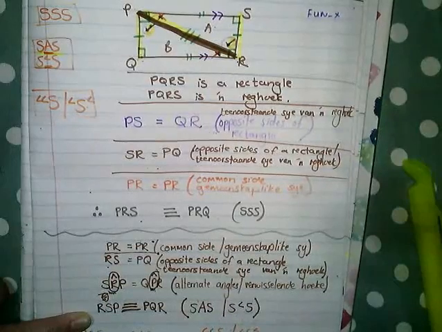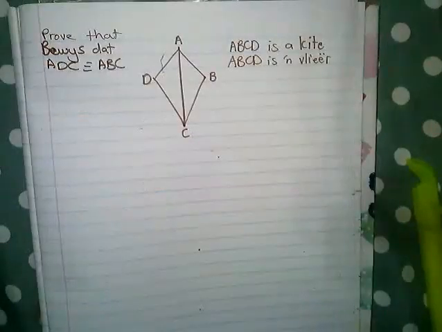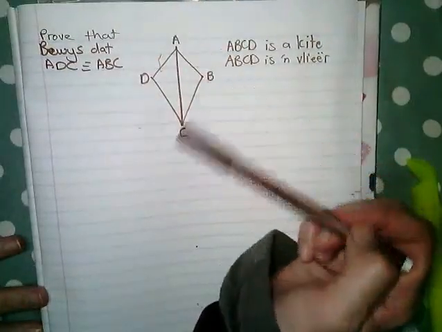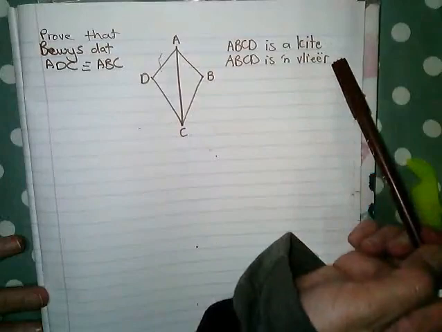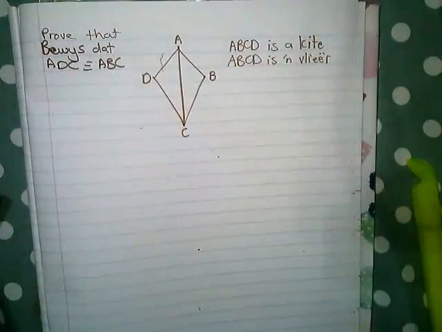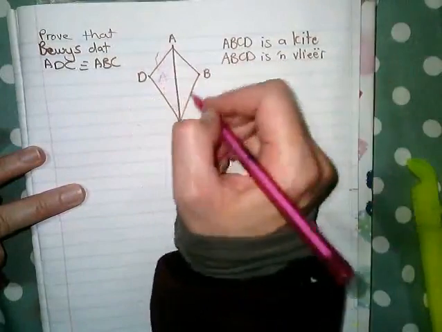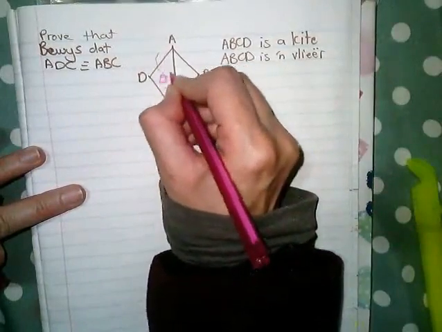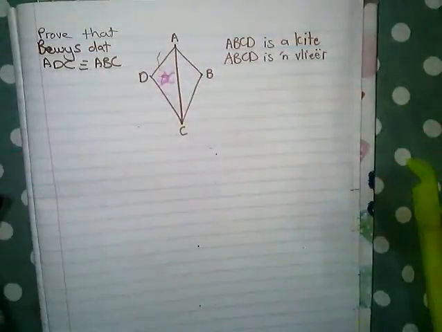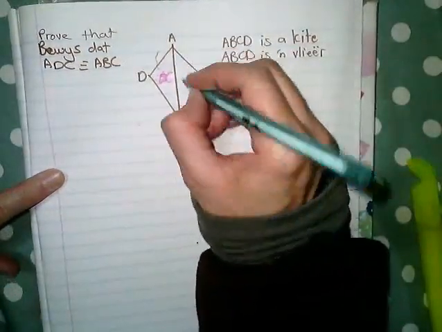Okay, second example. We have ABCD, that is a kite. We need to prove that triangle X is equal to triangle Y on this side. Okay, so we need to prove that those two triangles are congruent.